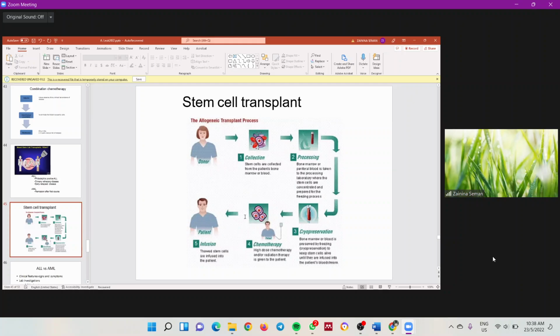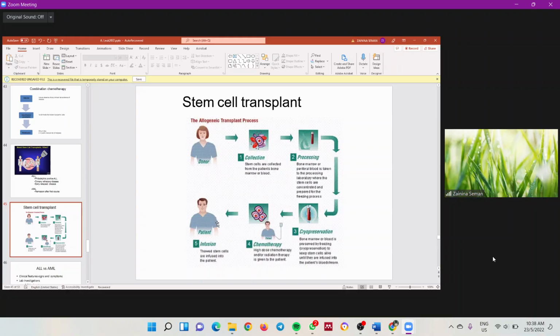So how does this transplantation take place? First, this is the patient, and we need to find an HLA-matched donor, usually from the siblings. And then we give G-CSF to the donor to stimulate the production of stem cells. Then we collect the stem cells, process them, and preserve them. Why do we preserve? Why can we not give it straight away? Because we have to wait until the patient is at the most suitable time to receive it.